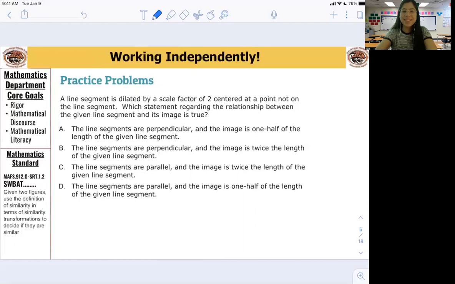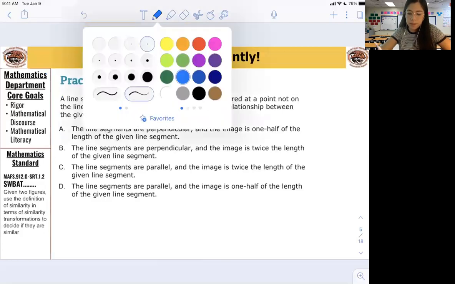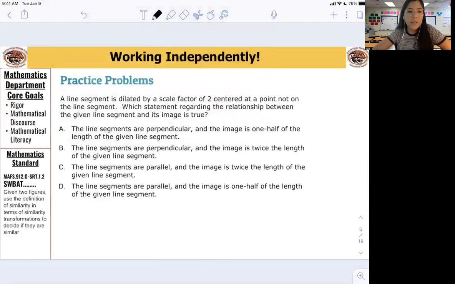A line segment is dilated by a scale factor of 2 centered at a point not on the line segment. Which statement regarding the relationship between the given line segment and its image is true? Perfect. So I don't see a picture. I'm going to just quick draw one. It's always good to visualize. So it says there's a line segment. It's dilated by a scale factor of 2, centered at a point not on the line segment.